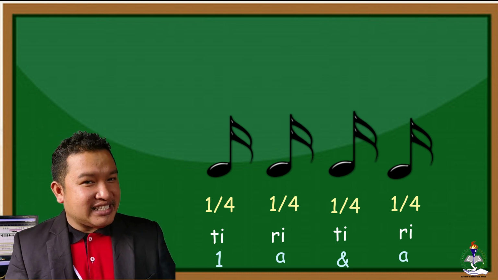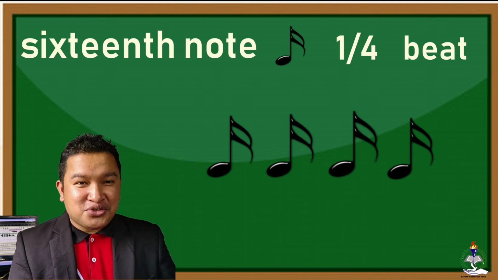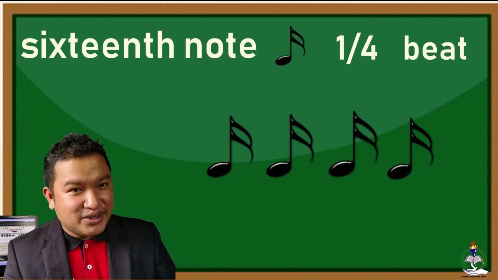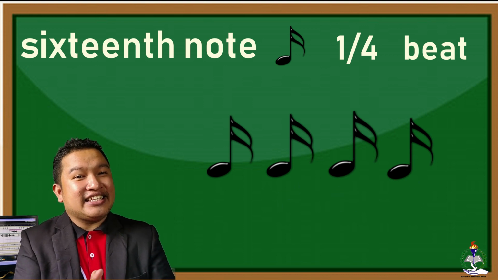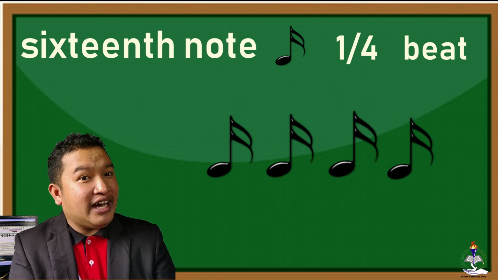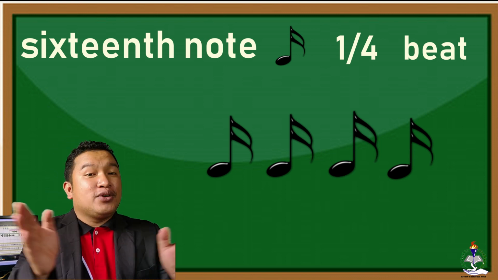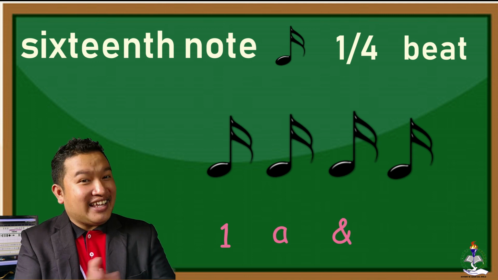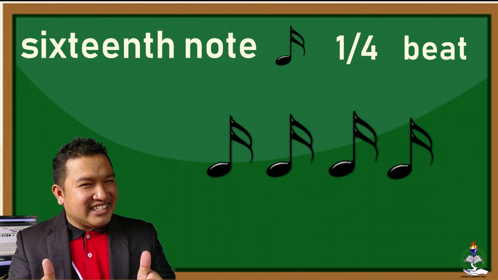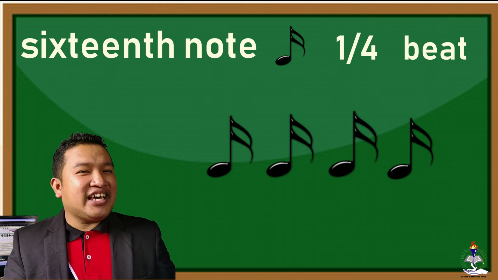Now, watch me as I do it. 1, 2, ready, go. Tiri tiri tiri tiri tiri tiri tiri tiri. Or simply count 1 and a, 2 and a, 1 and a, 1 and a. Did you get it? Okay, now let's do it together.